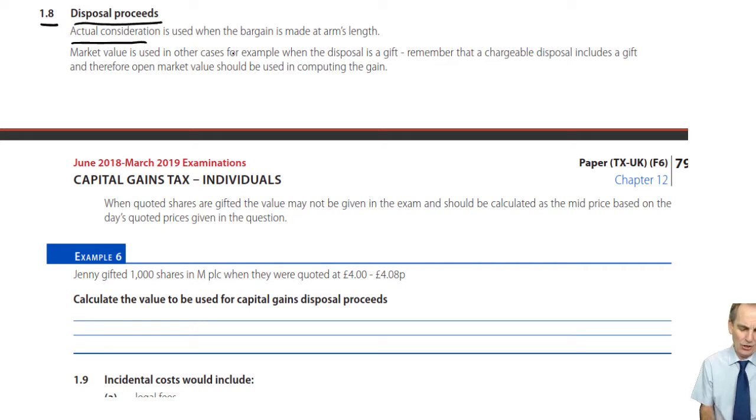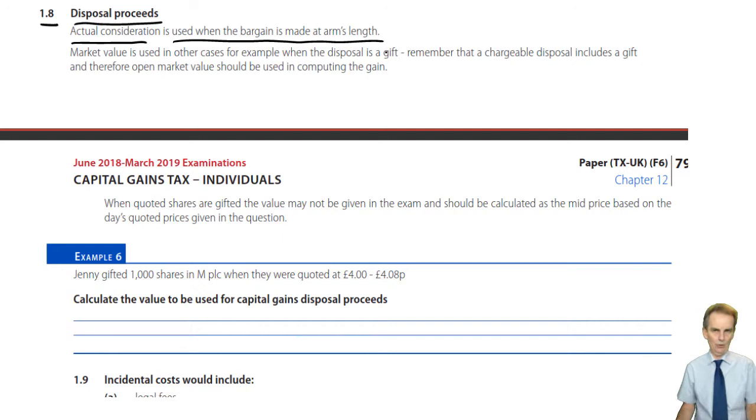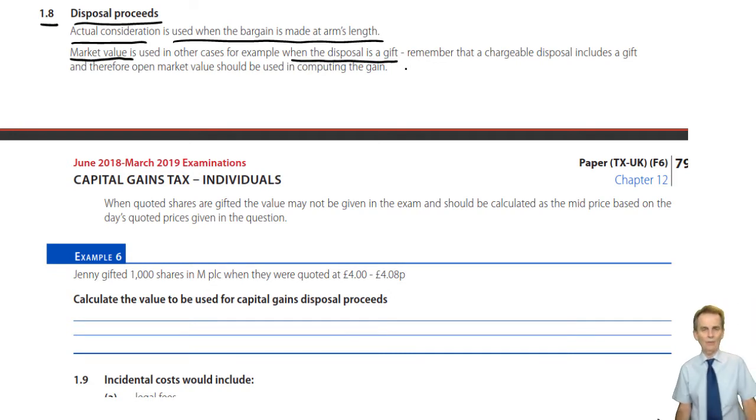The actual consideration is used when a bargain is made at arm's length, i.e. we sell an asset to a third party, we sell it for as much as we can get for it, and therefore we use those sales proceeds in computing the gain. But you will recall that we said right at the very beginning of our discussions of CGT that a gain would arise wherever there was a chargeable disposal. And a chargeable disposal wasn't just a sale. It could be the gift of an asset. Therefore, if it were to be gifted, for example, then market value would be used when dealing with the disposal by means of a gift.